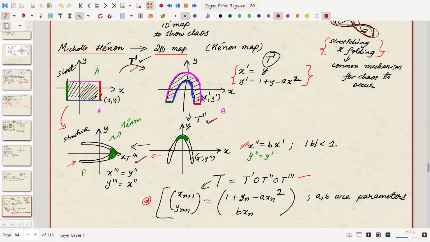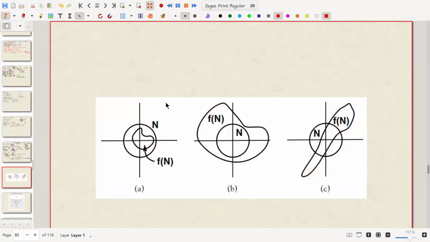As you can see, the two-dimensional Henon map has parameters A and B. You can vary A and B over real numbers, and you will see the behavior of the dynamics change. It can be periodic, chaotic, or fixed points. This is just a geometric action I want to display to you.